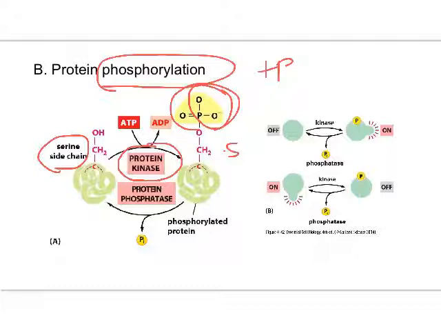And these can be removed, so this is a reversible process. Another group of enzymes removes the phosphate group, and these are called protein phosphatases. So we'll be talking about these later and looking at how they work together to regulate protein activity, especially enzyme activity. Now, the other example here on the right is showing how GTP can control the activity of a protein.